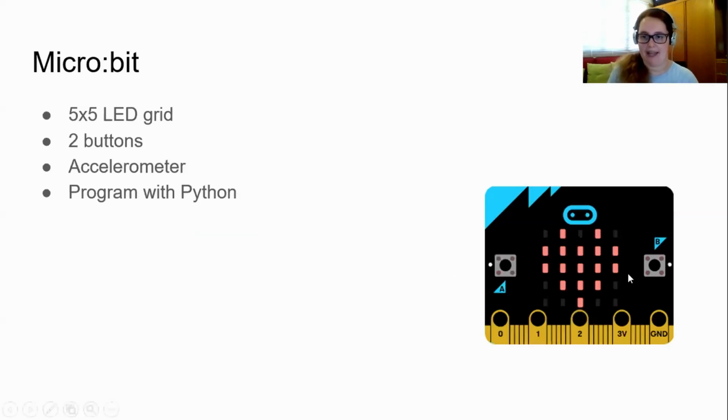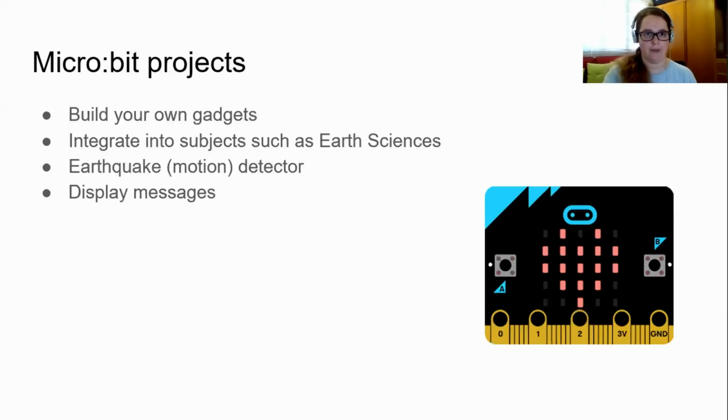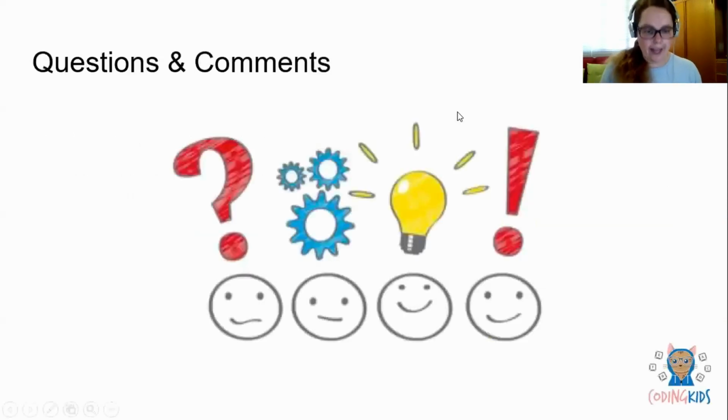We have two buttons. We have A and B. We have an accelerometer built into it, and it can sense things like if it's shaking or if it's tilting. And we also program micro:bits with Python, so they can help you build your own gadgets. You can display messages on the LED grid. You can program the buttons to change into emoticon faces. You can program the accelerometer to respond to different gestures, so it might become an earthquake detector, so it can be really easily integrated into subjects like earth sciences and those sorts of things. All right, so that's that out of the way.